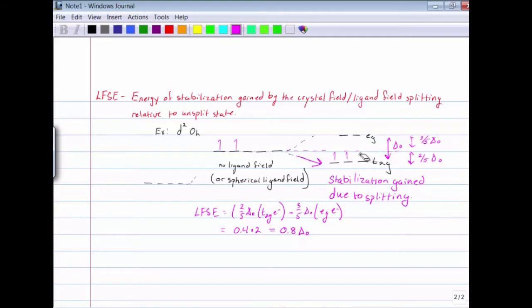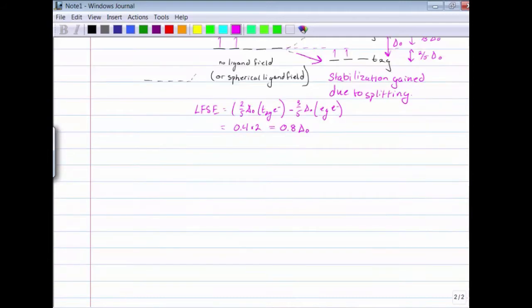I'm going to erase this so that my notes represent what I wrote over here. So any metal with d electrons will have LFSE except for D5 and D10. And obviously that includes D0 because it doesn't have any electrons.